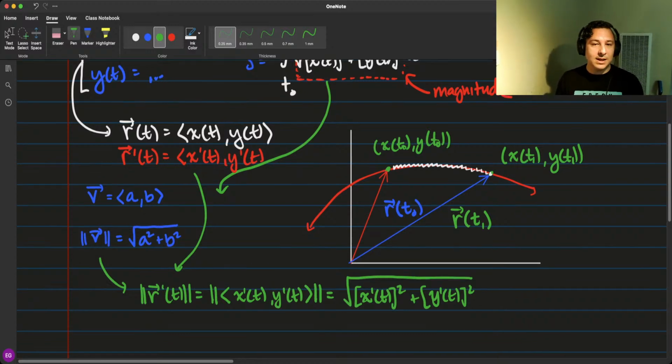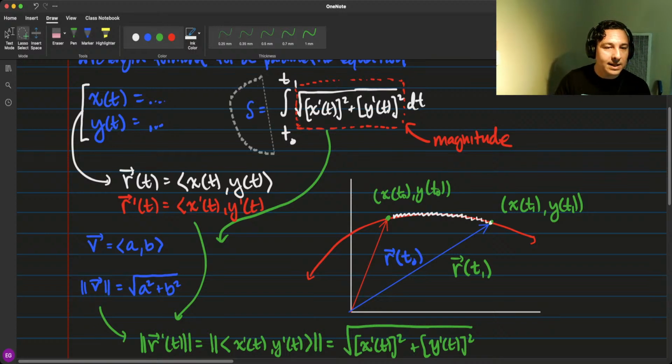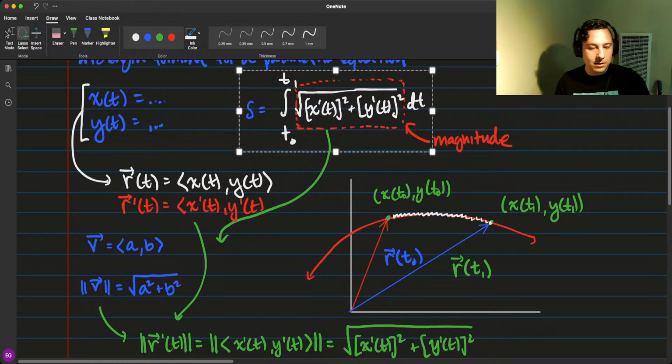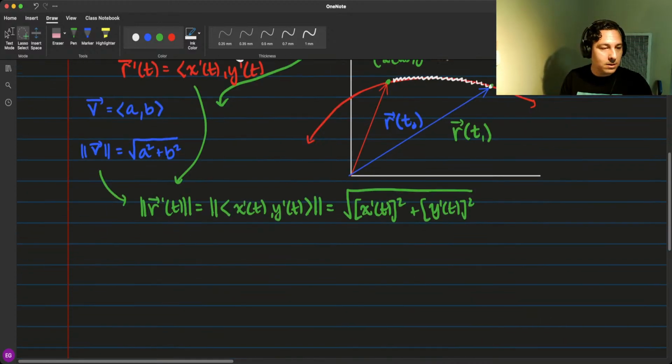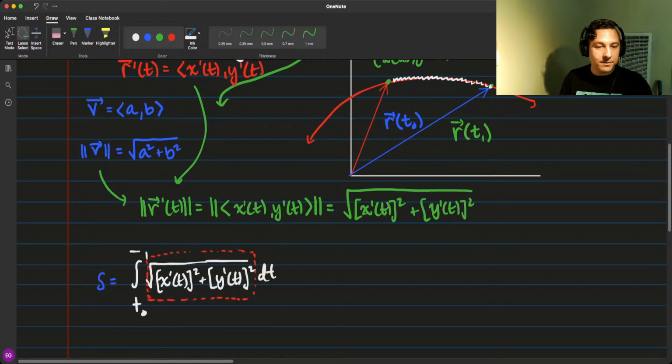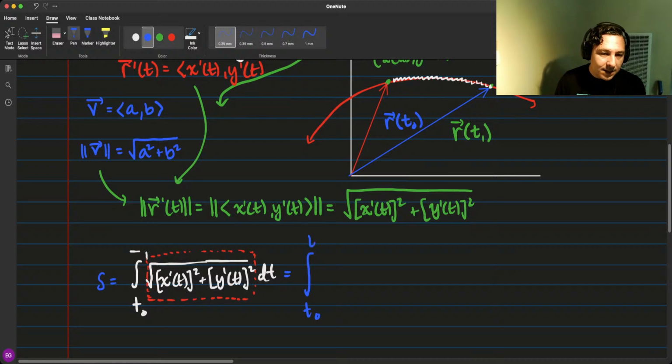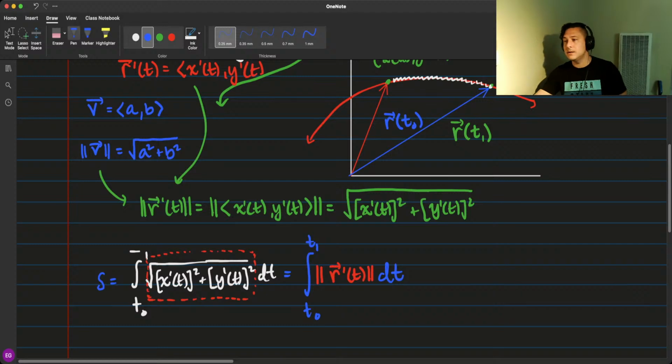So, interesting thing, let's copy this from up above here. I'm going to lasso it. Okay, so copy, scroll down, paste. So what you notice is that this is the integral from t naught to t1, and that stuff in red can be replaced with the magnitude of r prime. One of the interesting reasons for coming up with this vector notation is that it simplifies a lot of these integral formulas.